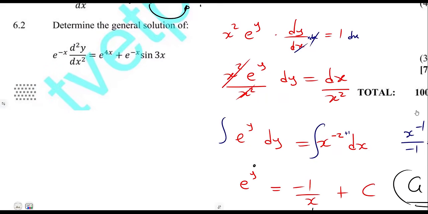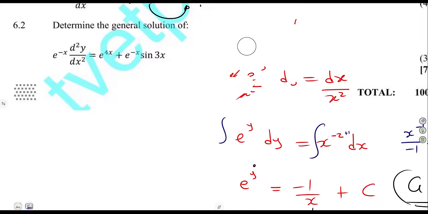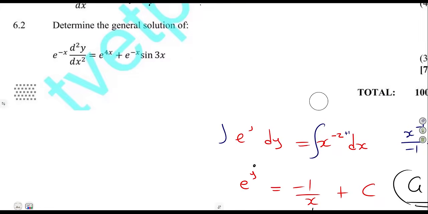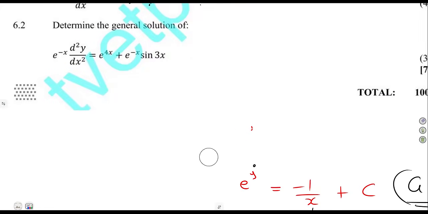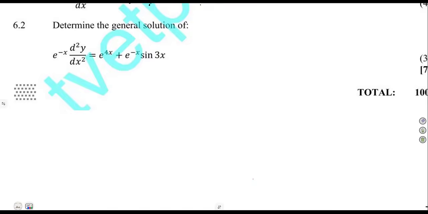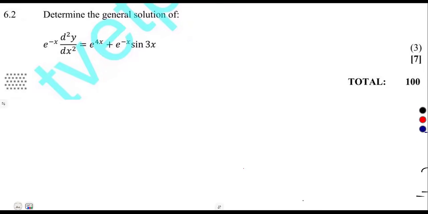Then 6.2, the general solution. The second order, we need to integrate until we have the value of y. So here they need the general solution. We're going to write our answer in terms of the constants.